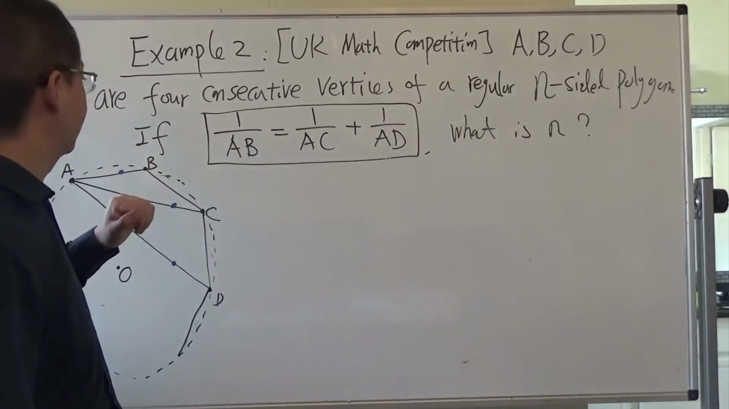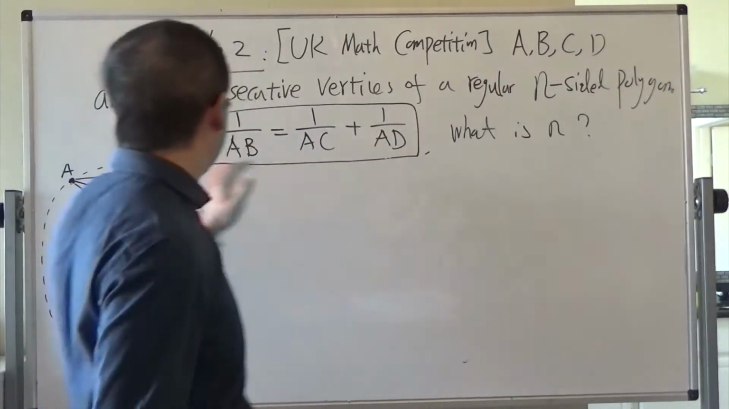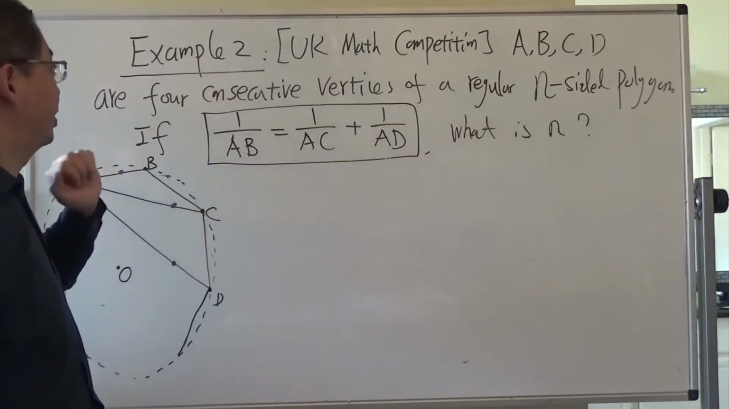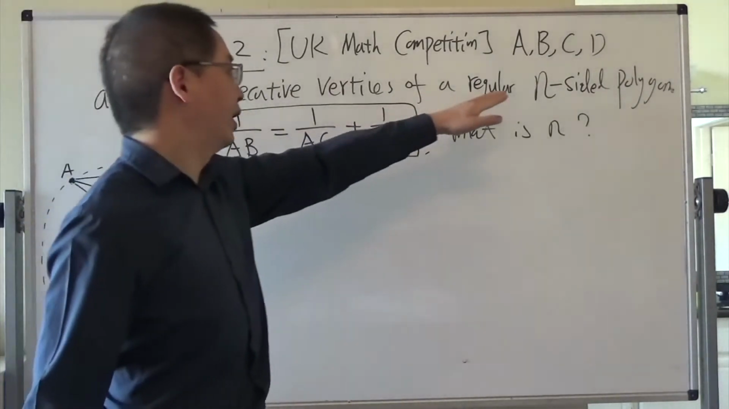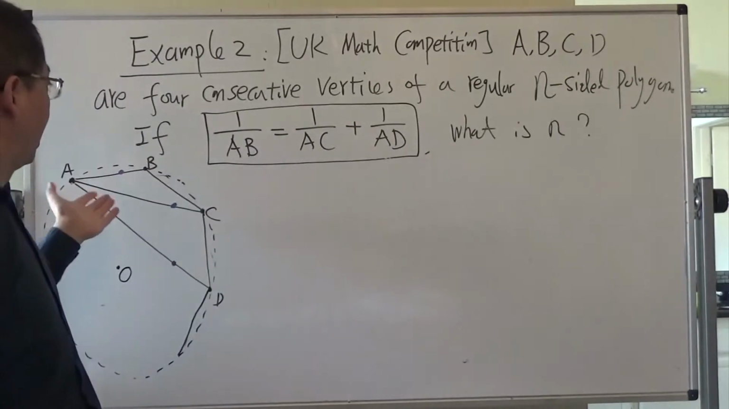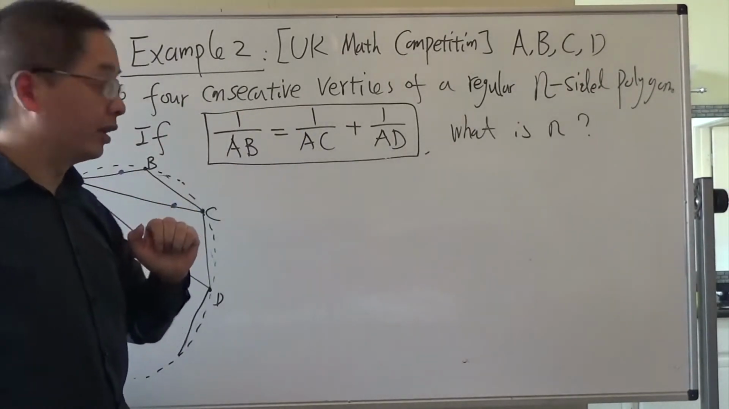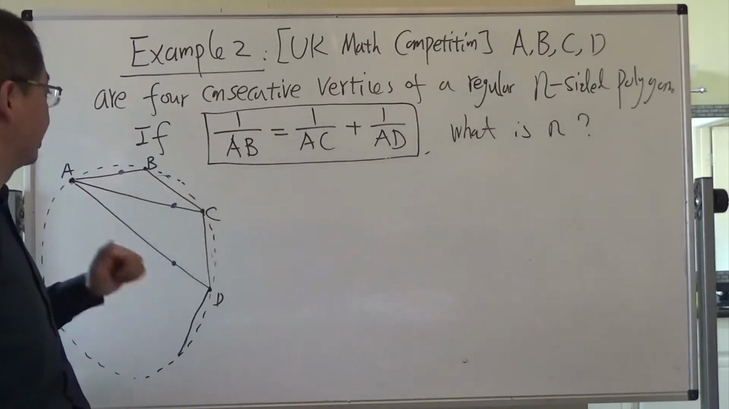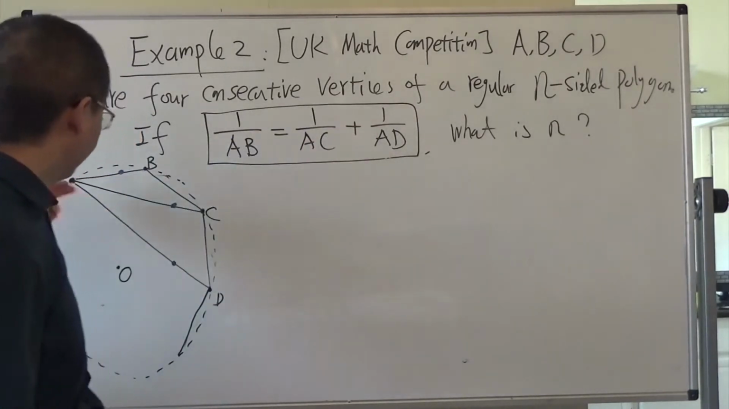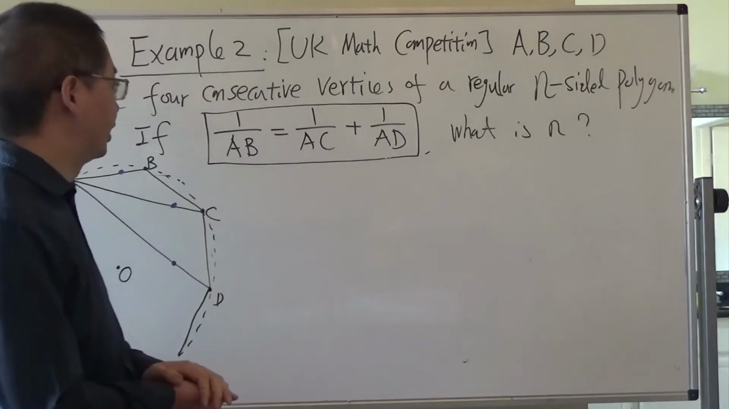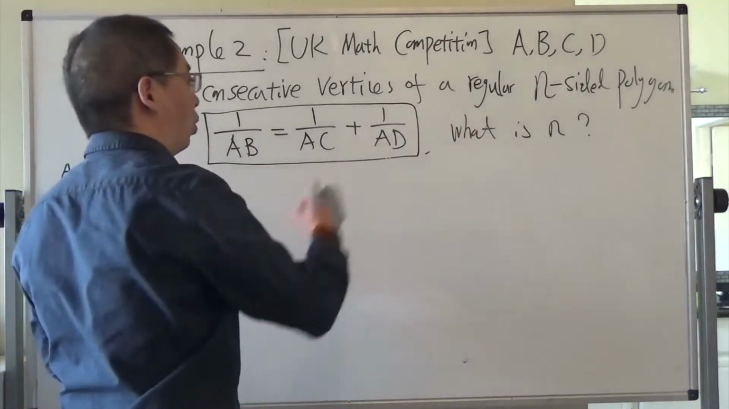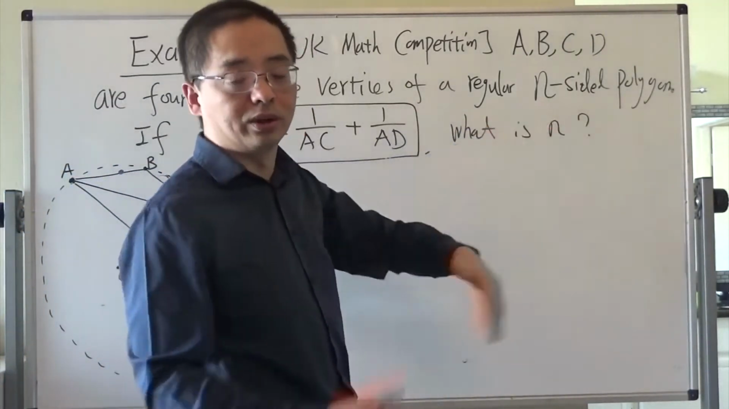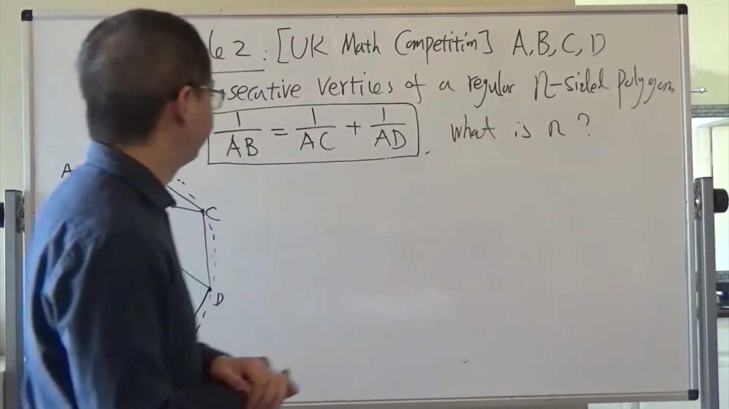The second example is a past problem from a math competition in the UK. The problem says we have A, B, C, D, which are 4 consecutive vertices of a regular n-sided polygon. If we have this relation between the side lengths, 1 over AB equals 1 over AC, AC is a diagonal, plus 1 over AD, AD is also a diagonal. Now, if this holds, what is n, or what is the number of sides?